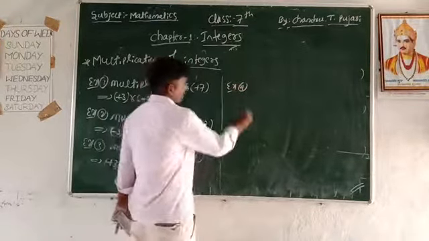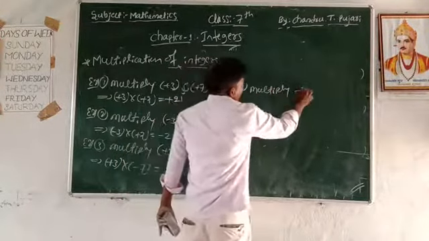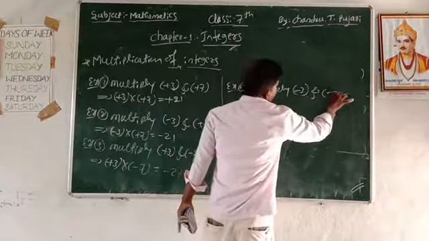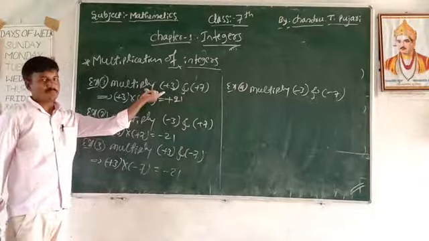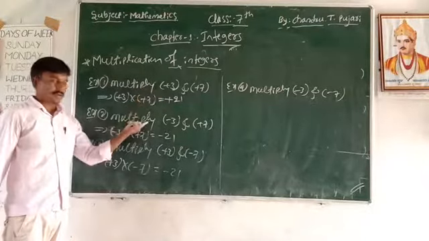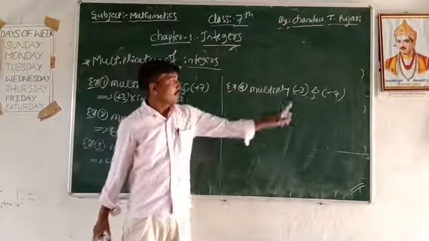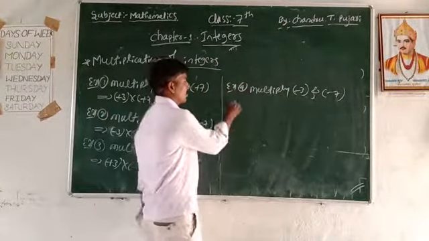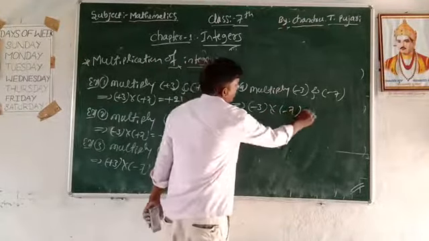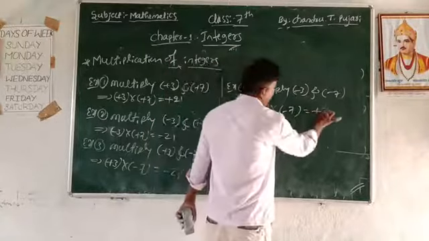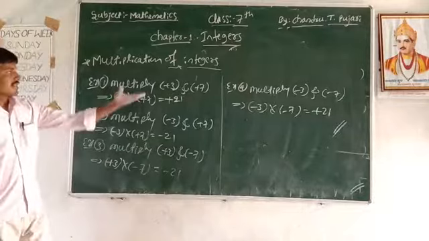Example 4. Therefore, multiply minus 3 and minus 7. This is the first rule, second rule, third rule in integers. The last, fourth rule in multiplication is where both are negative. Therefore, minus 3 into minus 7 is equal to minus into minus is plus 21. Plus 21.